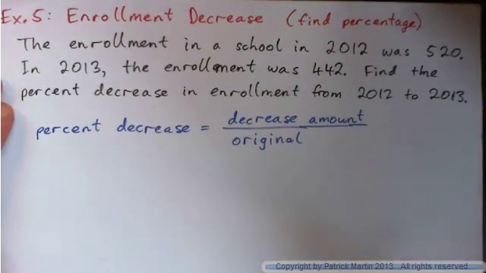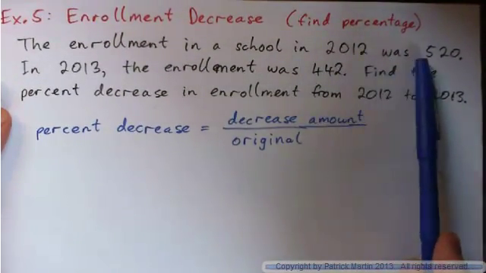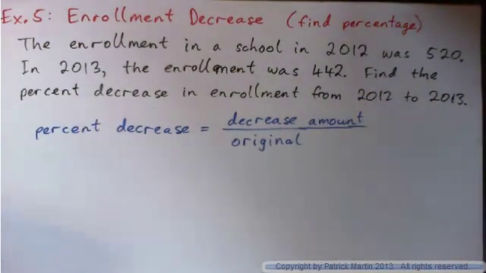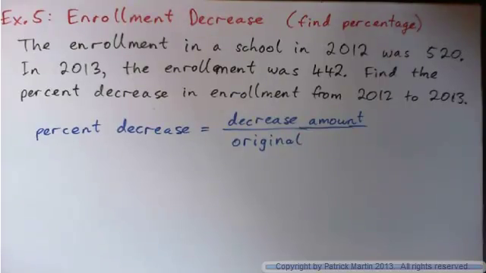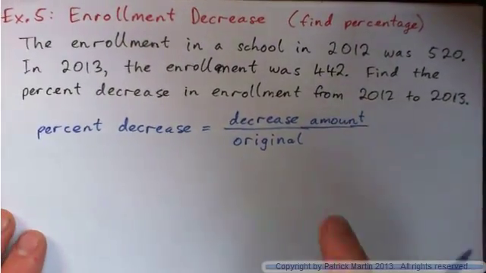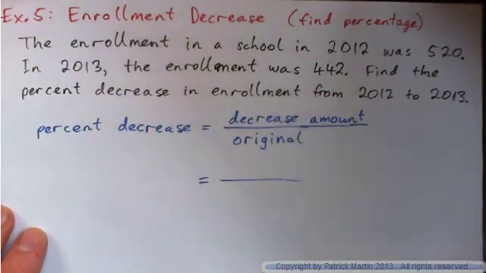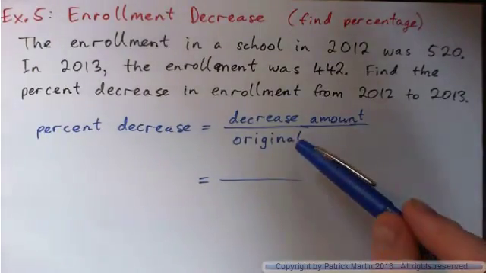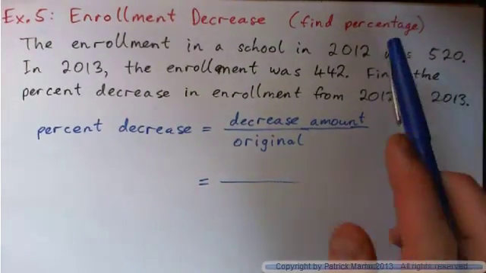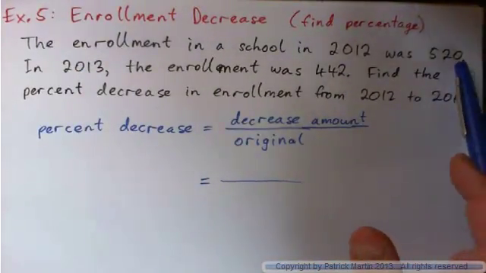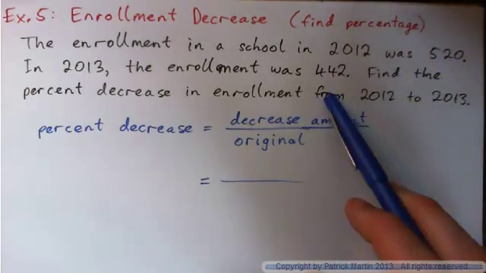Okay, the enrollment in a school in 2012 was 520. In 2013, the enrollment was 442. Find the percent decrease in enrollment from 2012 to 2013. Okay. So again, percent decrease is the decrease amount all over the original. Now, what is the original amount? Let's start with the bottom. 2012, 520 students. 2013, 442.